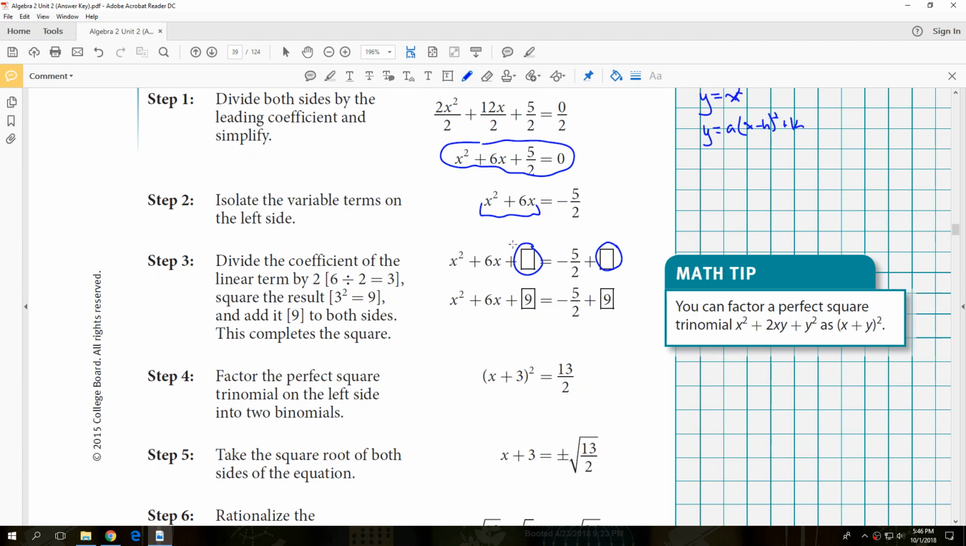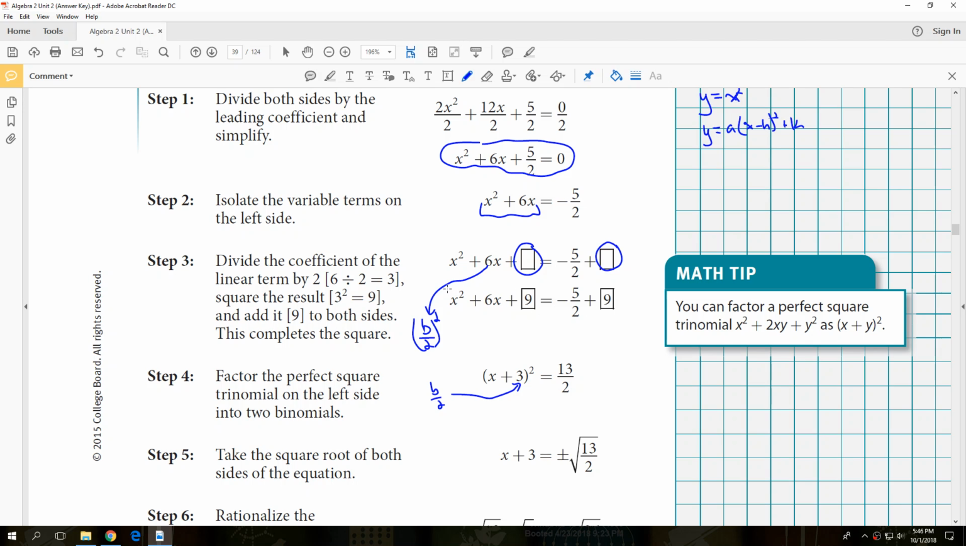Well, this nice number is always, in this case, (b divided by 2) squared. And also, this guy right here happens to be b divided by 2. So we'll see that when we get there. So first of all, b divided by 2. Well, 6 divided by 2 is 3, and then 3 squared is 9. So we're going to put this nice number 9 in here on both sides.